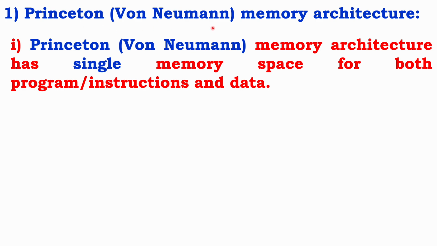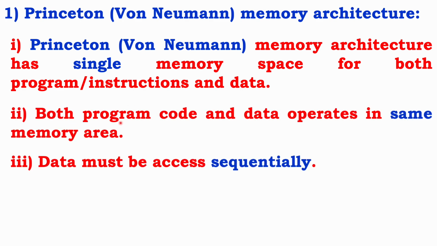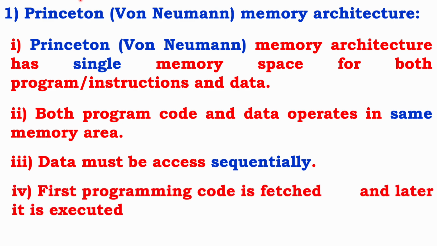So, what is a von Neumann microcontroller? A von Neumann microcontroller is a simple architecture that consists of only one memory. There is only one memory, and that space is occupied by both program and data instructions. So both the program code and the data are operated in the same memory area, so the data must be accessed sequentially and executed sequentially. This is the first type of microcontroller, the von Neumann microcontroller.